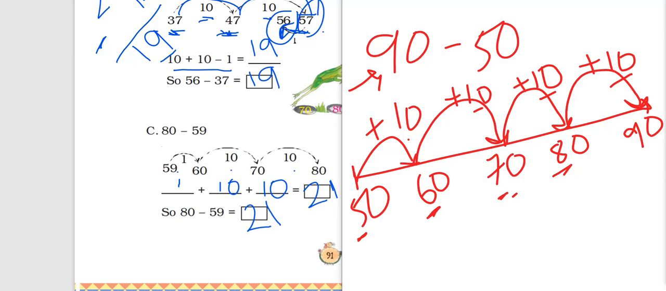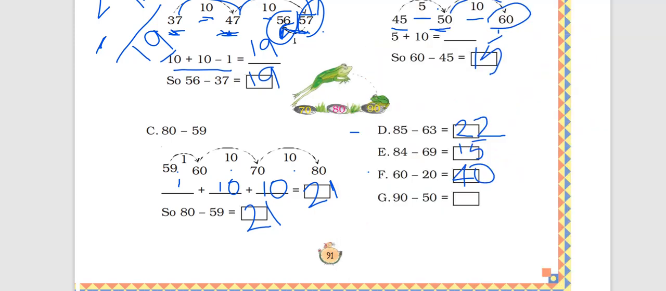So how many sets of tens? 1, 2, 3, 4. So 4 tens is 40. The answer is 40. 90 minus 50 is 40. Okay.